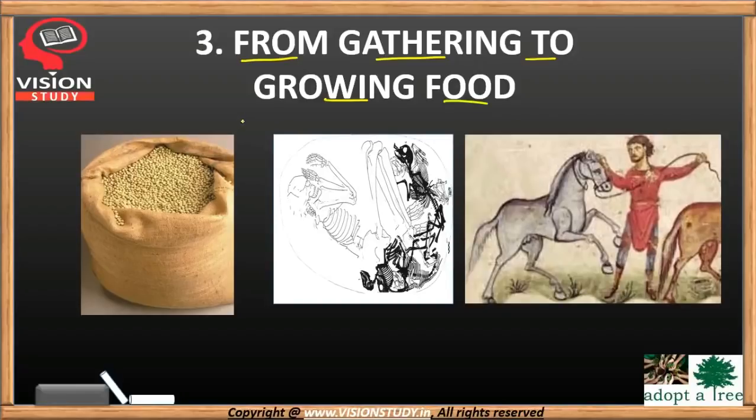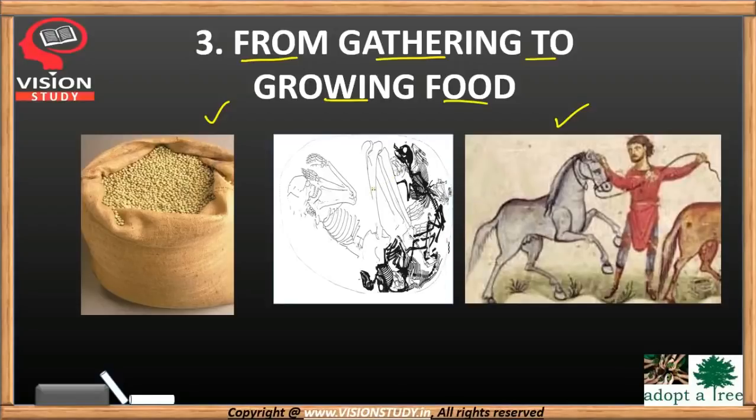How did they store food, the grains? How did they domesticate animals? Which were the animals first domesticated? Their tools, their way of living, the burial practices and the houses, we will discuss in this chapter.